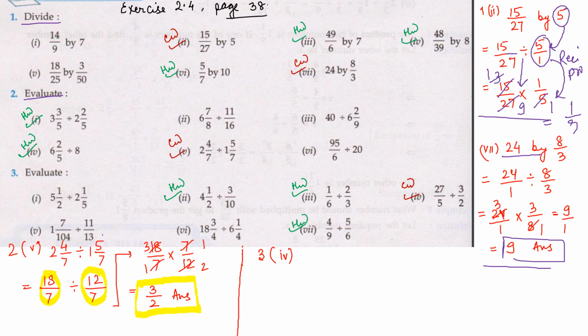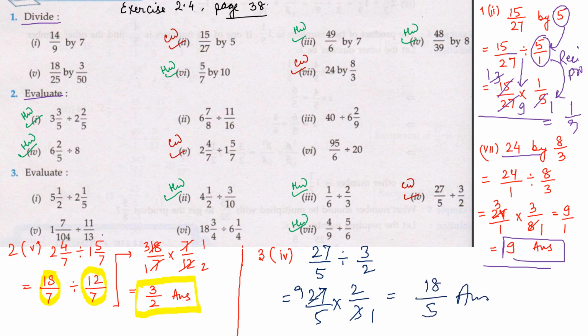Now let us do the third part. Question number 3, fourth part. What is that? It is 27 by 5 divided by 3 by 2. It means what? Again 27 by 5 into 2 by 3. 3 ones are 3, 3 nines are 27, 9 twos are 18, by 5 is the answer. So classworks and homeworks are already ticked.